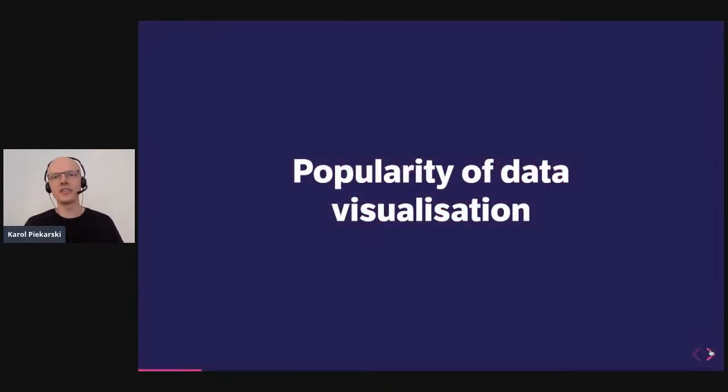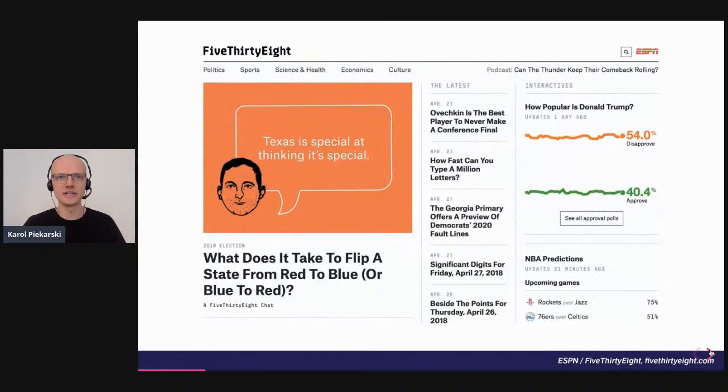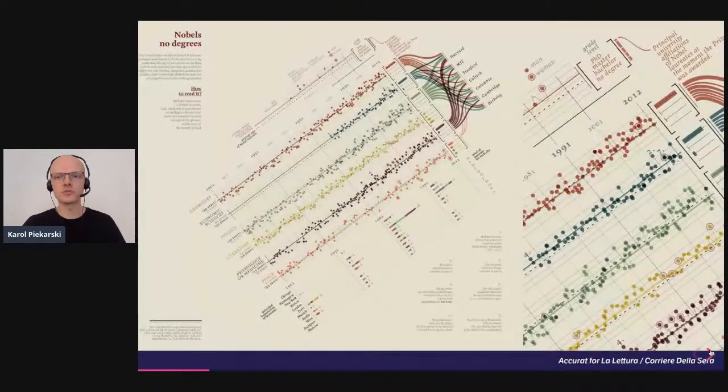And of course, I mentioned that data visualization is becoming more and more popular. And I think one of the most interesting areas to follow is data journalism. This is one of the services that mushroomed in recent years. It's especially devoted to data visualizations, 538. But also traditional media from different countries invest a lot of money into visualization.